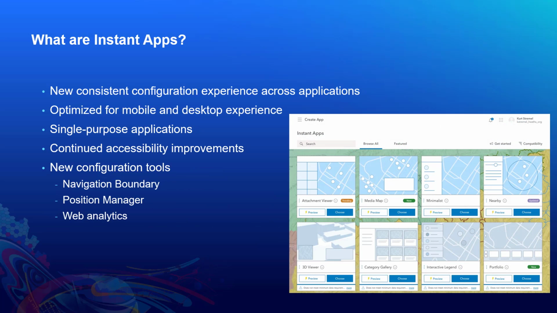So let's dig into what actually are instant apps. They're the next generation of web applications available in ArcGIS Online. They are focused single-purpose applications. Instant apps are optimized for desktop and mobile. They were designed mobile first to ensure a smooth experience across a variety of devices. Accessibility has been a top focus of the team, and we are continuing to strive to make our apps accessible to all users.